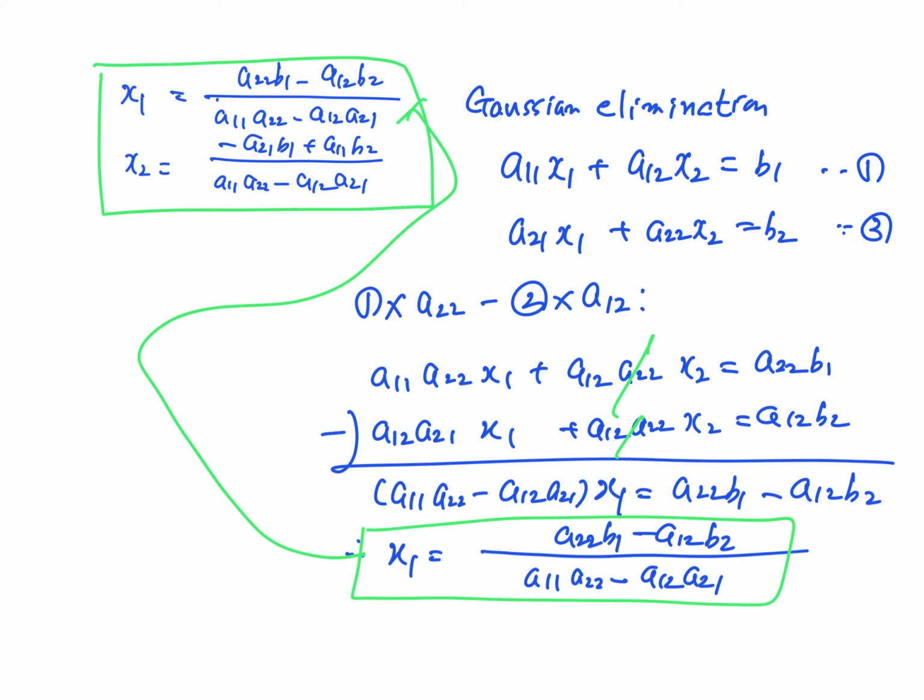You can use Gaussian elimination to calculate, and same for x2. You can eliminate x1 as well and obtain x2, right? Same method, so the answer should be the same. So you can use either Gaussian elimination or this inverse matrix to solve the linear equations.